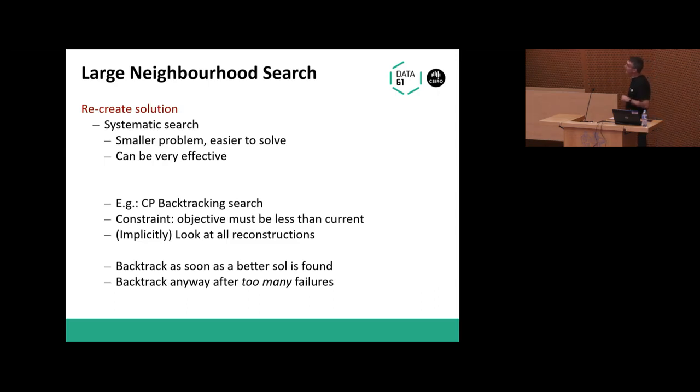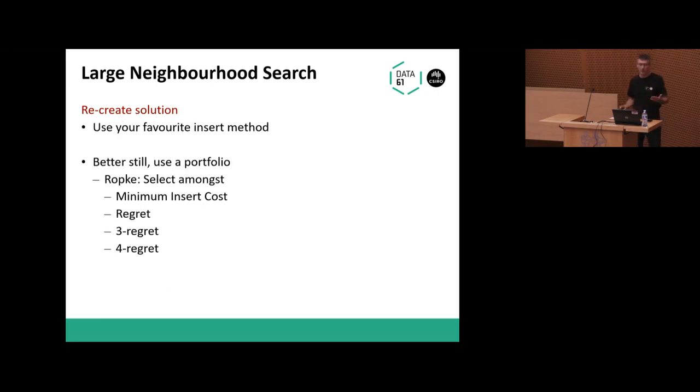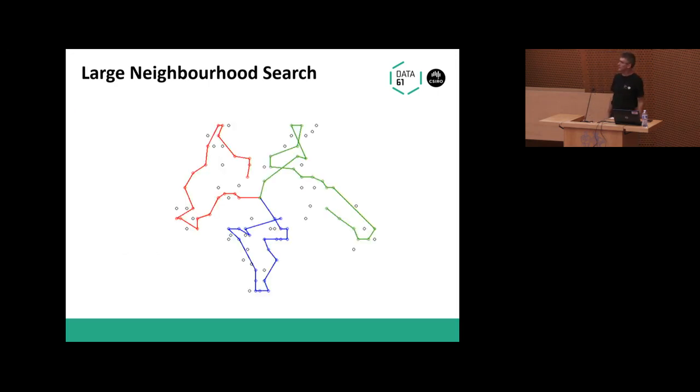Okay, and then I can recreate the solution. One way to do that is systematic search. I can even afford to do systematic search because I've maybe only got 20 nodes that I've taken out, and that can be very effective. If I've got CP, CP is really good at backtrack search, so it can look at all possible reconstructions. But the most usual way is just to use your favorite insert routine, or better still, use a portfolio. Let's select amongst different ones that I can have. So minimum cost, the greedy one, the regret, 3 regret, 4 regret. And I'll just choose amongst those each time.